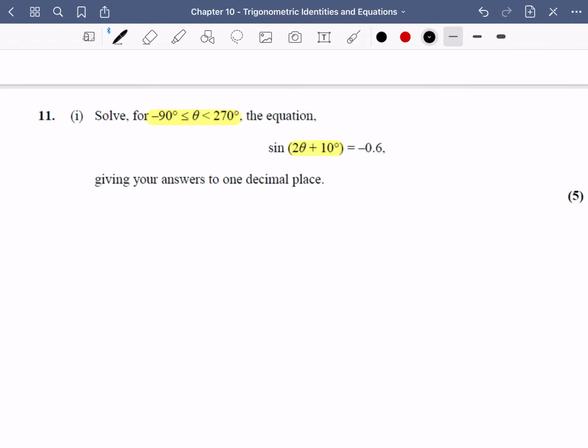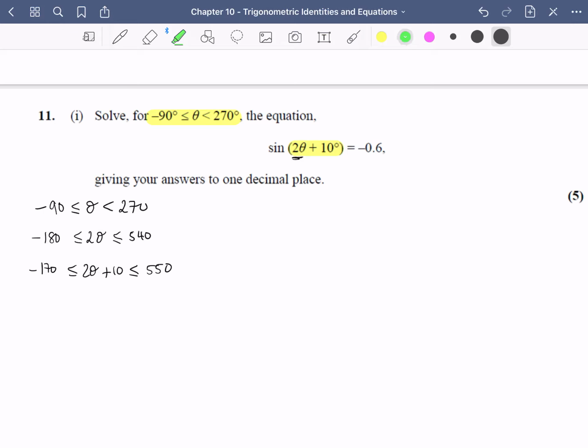So the thing I'm going to begin with is I'm going to change the range. My current range is between -90 and 270, and I'm going to first of all make it 2 theta by doubling it. So it would be minus 180, 2 theta, and 270 times 2 is 540, and I'm going to add 10. So I need to make sure I add 10 to this, so it would be minus 170, 2 theta plus 10, and I'm going to add 10 to this, and I get 550. So this here is the range that I'm going to be using for this question.